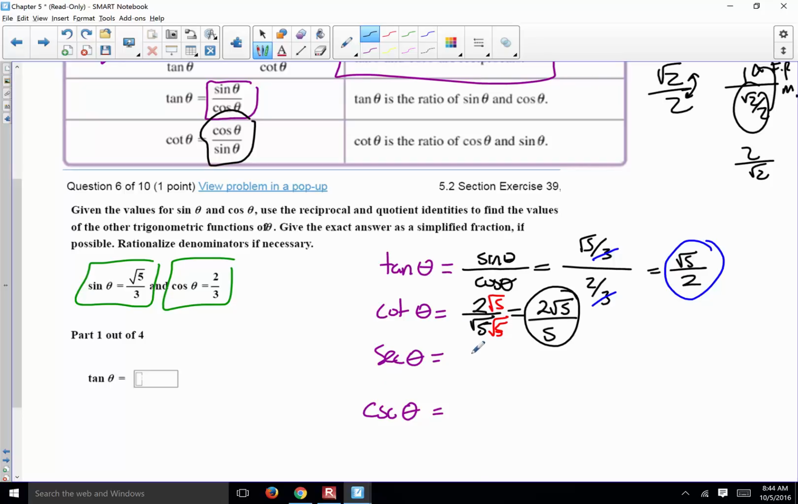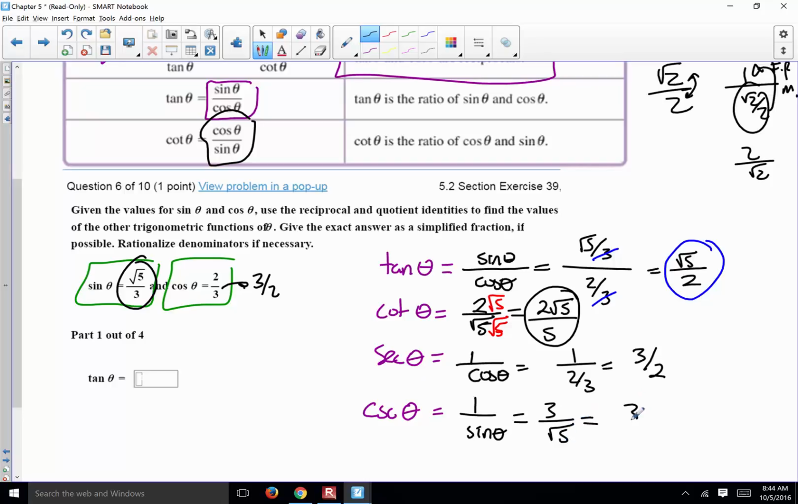What is secant? 1 over cosine. 1 over 2/3, which is flip and multiply, gives 3/2. You could have done it right here. Just flip it. 3/2. Done. Cosecant is 1 over sine. Just flip this guy. 3 over root 5, which is 3 root 5 over 5. Not too bad, huh? Right?